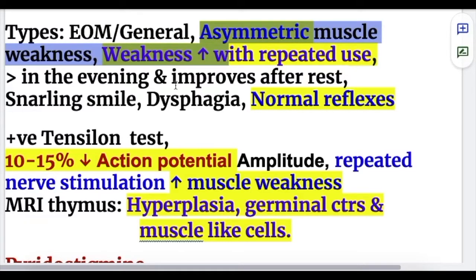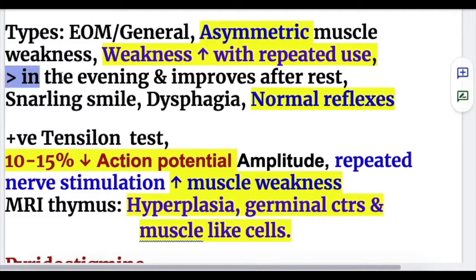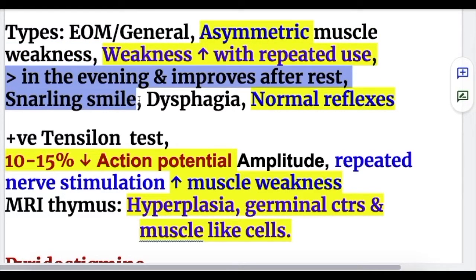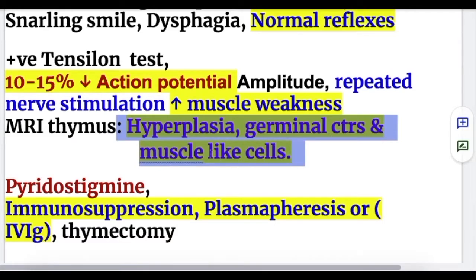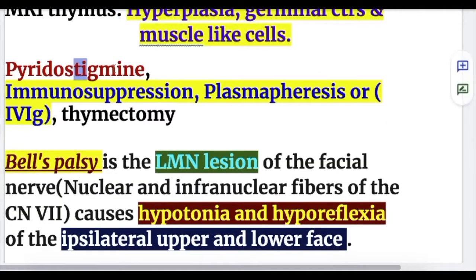Weakness increases with repeated use, and it's worse in the evening and improves after rest. There occurs a snarling smile, dysphagia, and normal reflexes in myasthenia gravis. There is a positive Tensilon test, and there is a 10 to 15% decrease in action potential amplitude. Repeated nerve stimulation increases the muscle weakness. An MRI of the thymus shows hyperplasia, germinal centers, and muscle-like cells. Treatment of myasthenia is pyridostigmine, immunosuppression, plasmapheresis, IV immunoglobulins, and thymectomy.